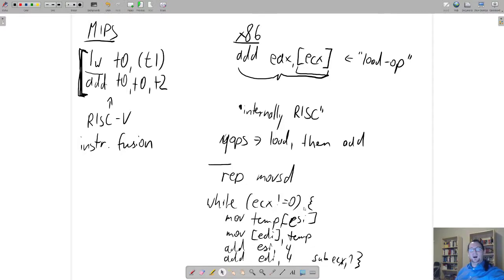This is a complex instruction, which is built out of simpler, already complex instructions. Movsd is these 4 instructions here: move temp ESI, move EDI temp, add ESI 4, add EDI 4. That's a movsd. Rep implicitly wraps this loop construct with a sub ECX 1 around it, sort of.